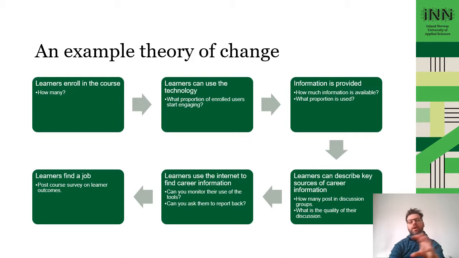So what we've done is work back from the objective that we want to think about the steps that lead us there. So if we think about how we might measure these things in our evaluation, it's relatively easy for us to find out how many learners enroll in the course. We can just count how many there are. We can also see whether they can use the technology that the course uses, because we can see how many enrolled users start actually engaging with it.